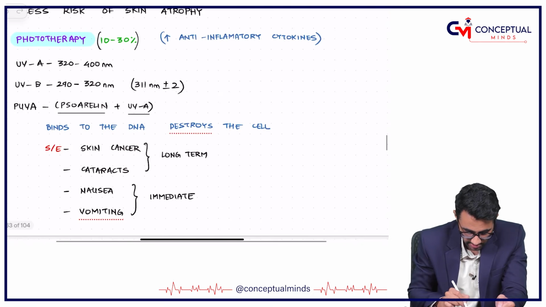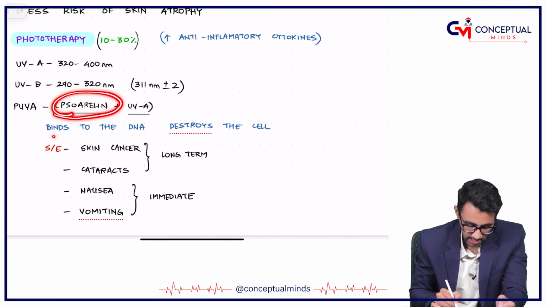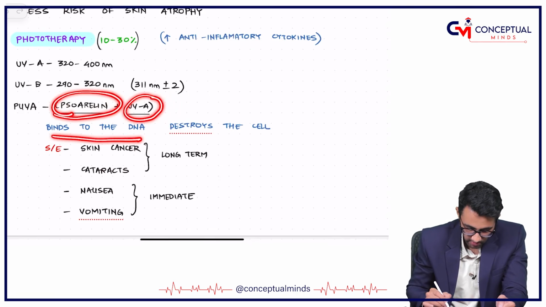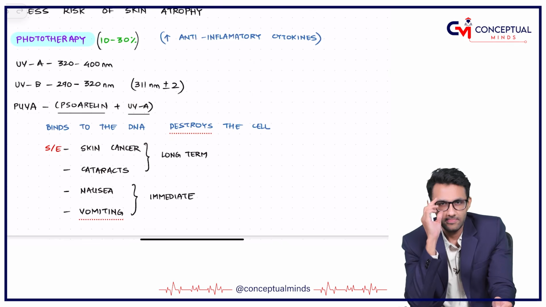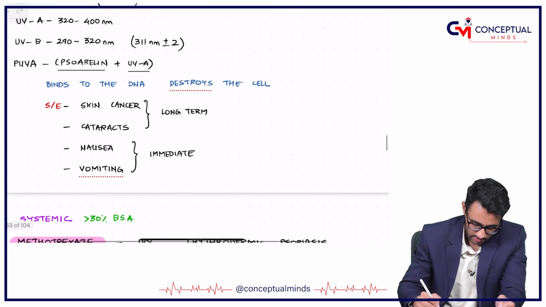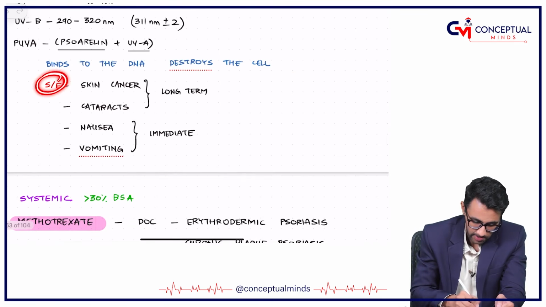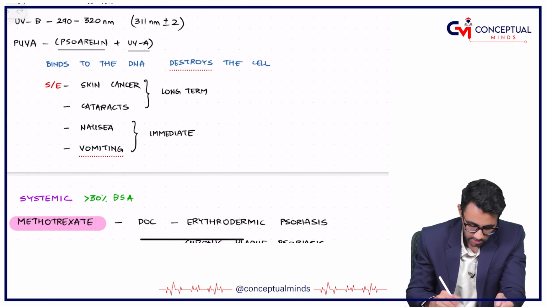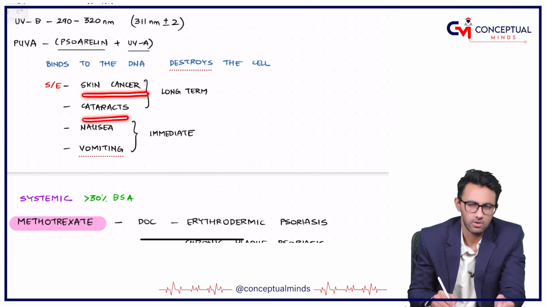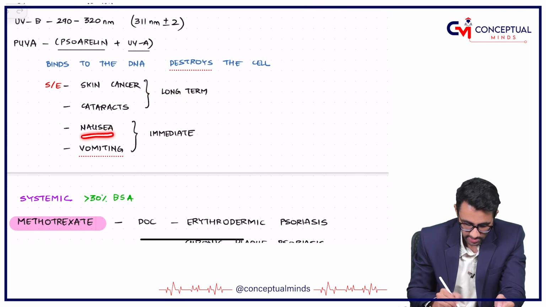So what happens is, the psoralen binds to the DNA, and application of UVA destroys the cell. Okay, this is important. Alright, so this point is done. Side effect of PUVA is, for the long term, we'll have either skin cancer or cataracts. For long term usage, and nausea, vomiting are just immediate side effects.